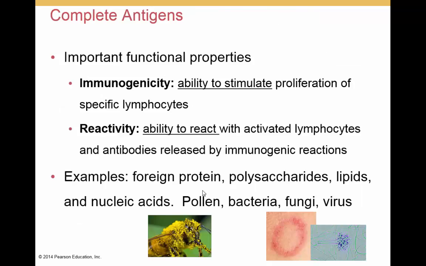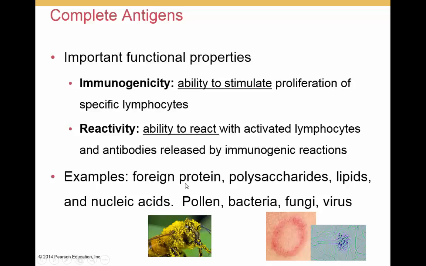All right, I mentioned there's different types of antigen. One type is a complete antigen, so all by itself, it can cause an immune response. Complete antigens have a functional property known as immunogenicity, and that just means that they have the ability to generate an immune response all by themselves. It's the ability to stimulate proliferation of the specific lymphocyte that recognizes that little piece, that antigen. They also have a property known as reactivity, and this is the ability to react with activated lymphocytes or antibodies that were released by B cells. Right? So they can connect all by themselves. They don't need any assistance.